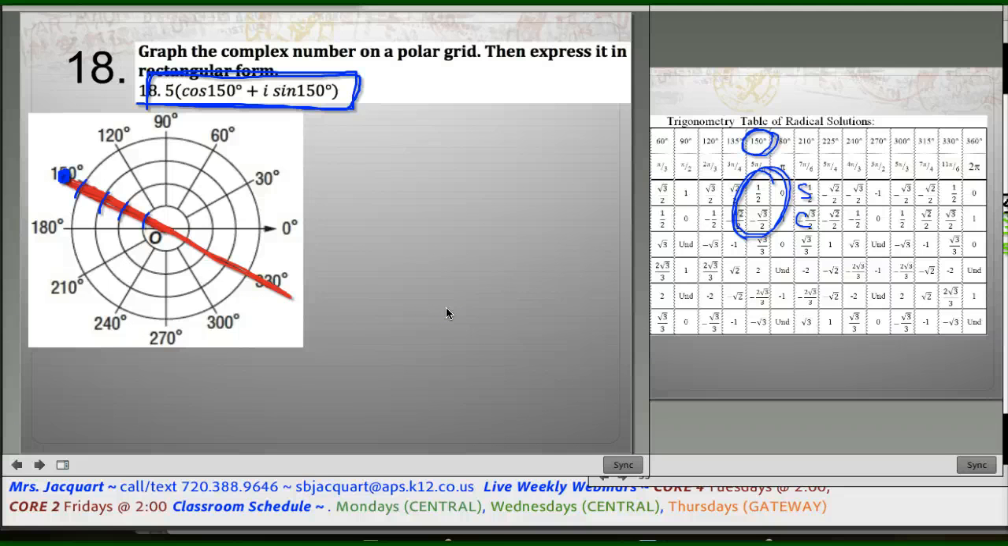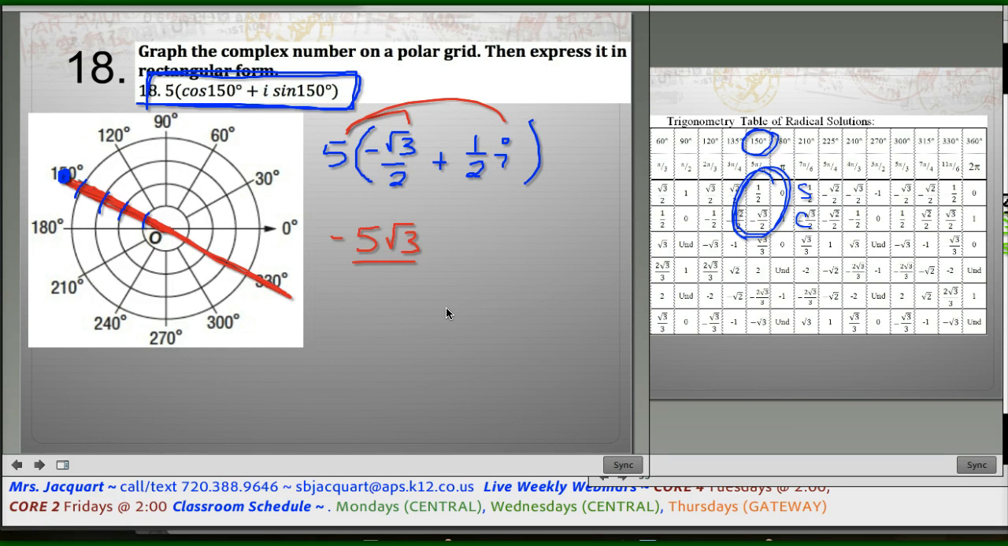So this is 5. Cosine 150 degrees is negative square root 3 over 2, plus 1/2 i, because sine of 150 degrees is 1/2. And then we're just going to distribute the 5 through. So this becomes negative 5 square root 3 over 2 plus 5 over 2 i. And that is our rectangular form. Sweet.